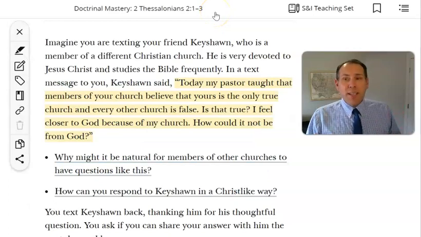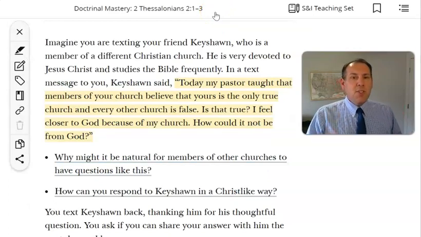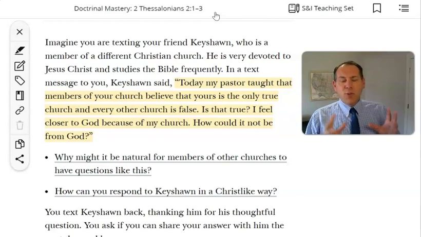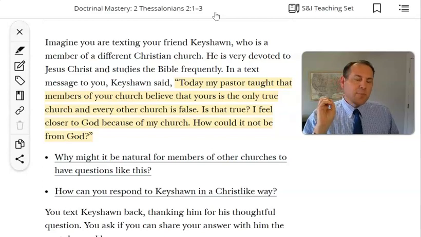All right, now we're getting to the practice scenario. This is a situation with a friend who's faithful, a member of another church, and has a question that is posed in a text form.